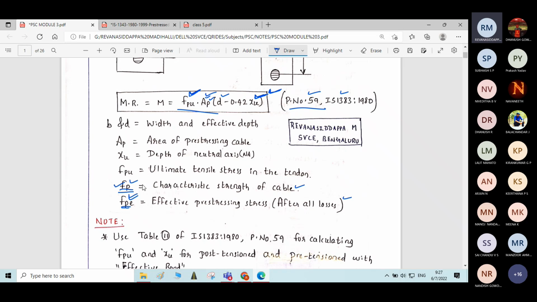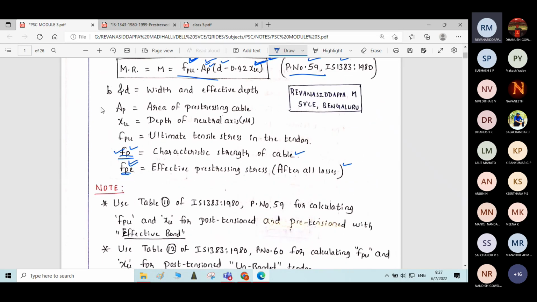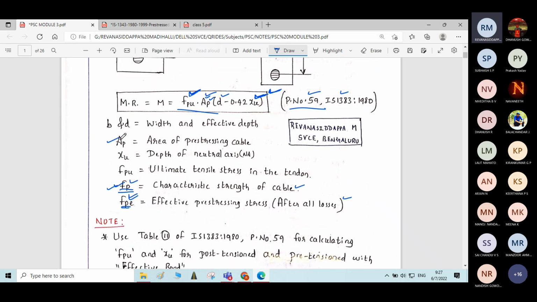Now in the problem, they will give all these values. Area of pre-stressing steel will be given, characteristic strength of the cable will be given, and sectional dimensions, width and depth of the beam, will be given. Using all this data, you need to find moment of resistance. FPU will not be directly given in the problem. Even the depth of neutral axis XU will not be given. You need to find them and, substituting in this equation, you will get the moment of resistance. Now the question is how to find this FPU and XU?